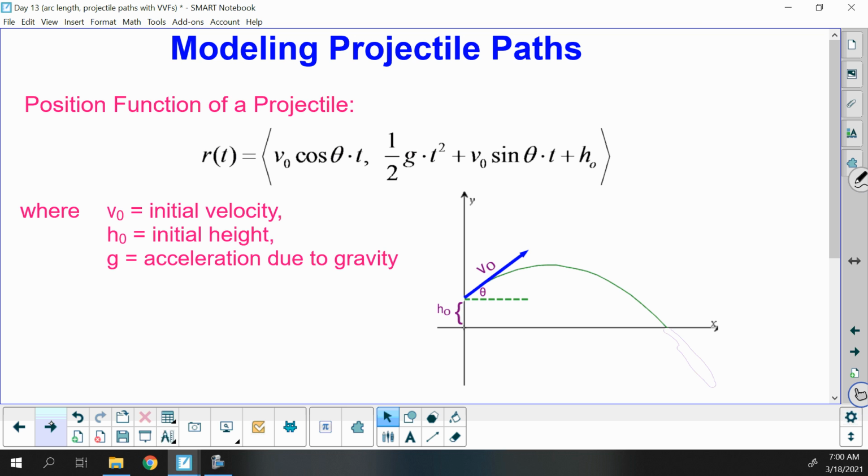So we're going to be in the day 13 notes in the packet. So today we're going to model projectile paths. You may have seen elements of this in physics if you take physics. So these are our equations to find our vector valued function for our projectile path. The x component involves cos, the y component involves sine, and also has to do with the gravity constant. They both involve the initial velocity as well, and the y component has the initial height in it as well.